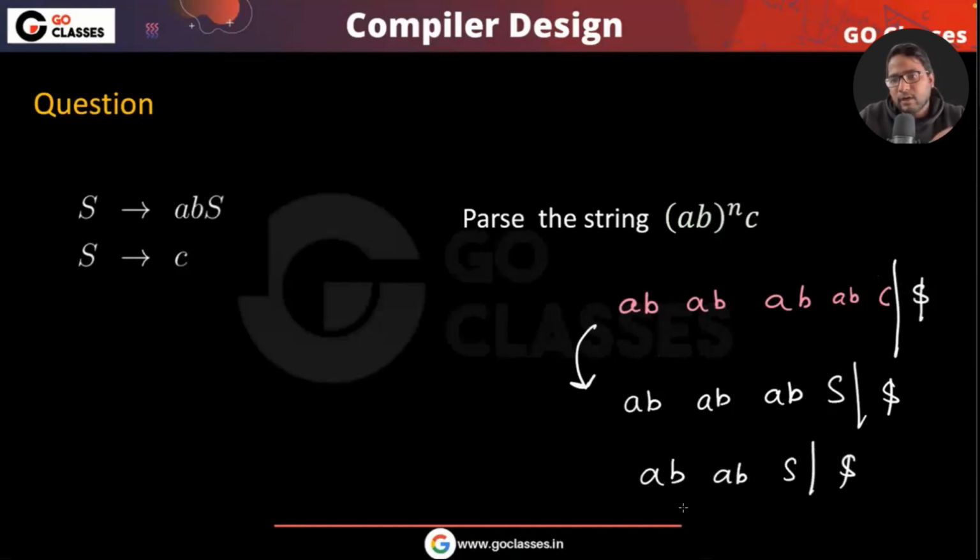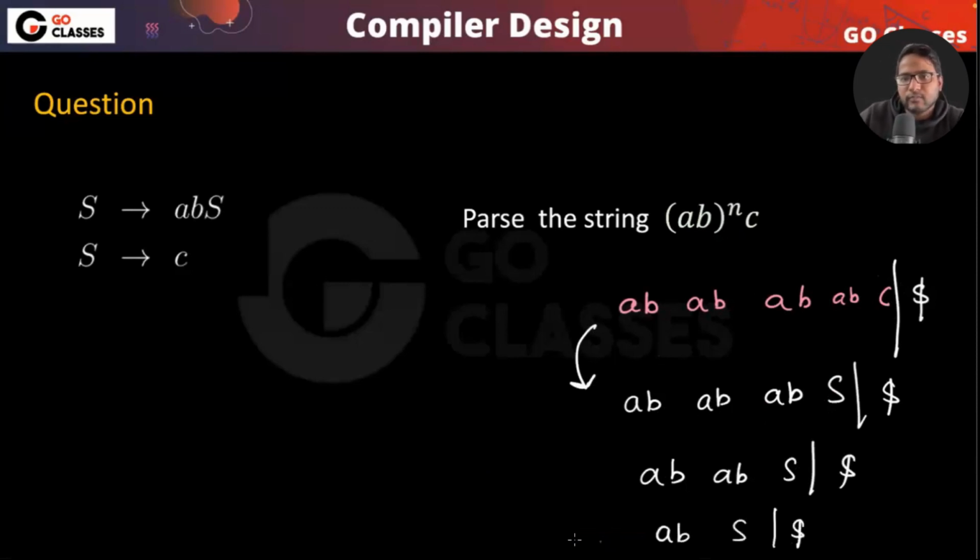Now, can anyone tell me now? Now again ABS to capital S, right? Okay, that's how we are basically parsing. Is this stack okay to everyone? This is a general behavior of every bottom-up parser. Okay, that's what we do.